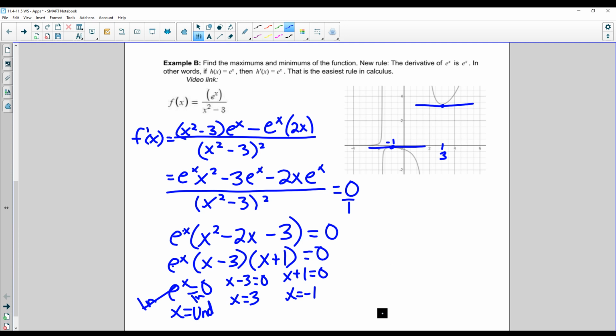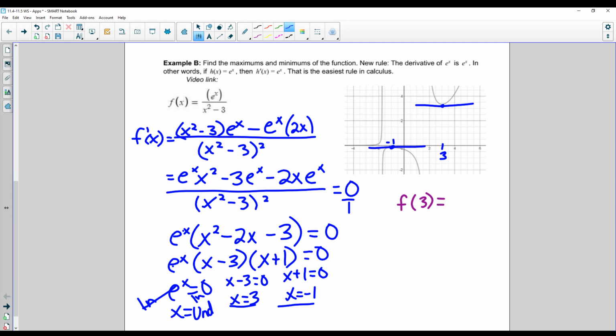I'm not done with the problem yet. That found the x values of the max and mins. It said find the max and mins. It didn't say just find the x values of them. I still need my y values. So I'm going to take these values and put them in the original function to get my y values. So I'm going to do f of 3.